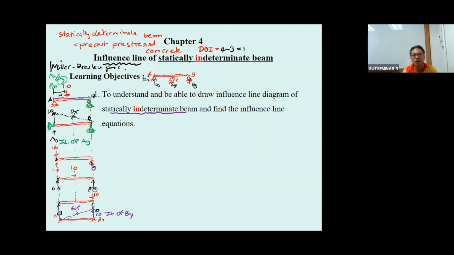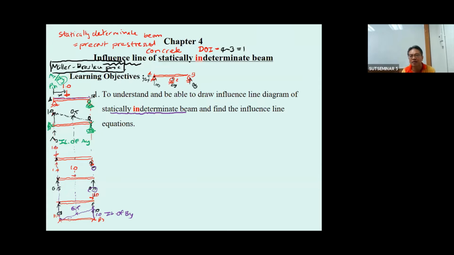However, even though you change the beam into a statically indeterminate one, the Muller-Breslau law is still applicable. What does it mean? If you have a beam like this, I'm not sure you can see it or not, you just fix the C and the B, and then you just change this one.